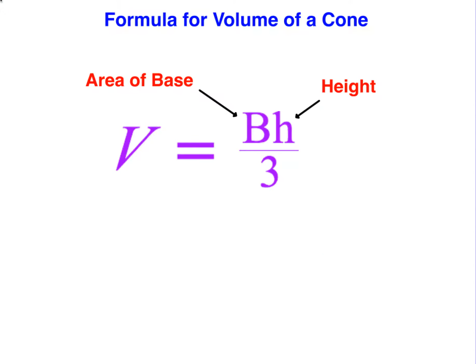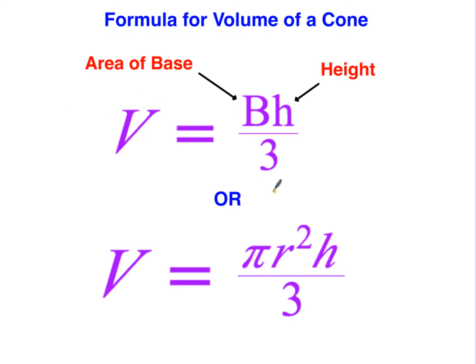Now, if you wanted a formula for this, again, we take the same formula that we used for volume of a cylinder, area of the base times the height, and then we just put it over 3. We're going to divide by 3 in the end. Let's make sure we get this formula down. If I wanted to expand this out, area of the base, this is my capital B right here, is pi r squared. That's because that's the area of a circle, and the cone has a circular base. So the volume of a cone is pi r squared times h, all over 3.